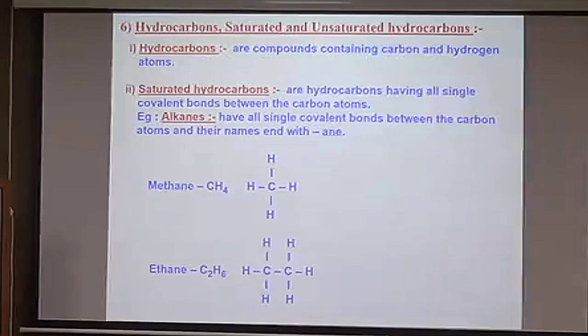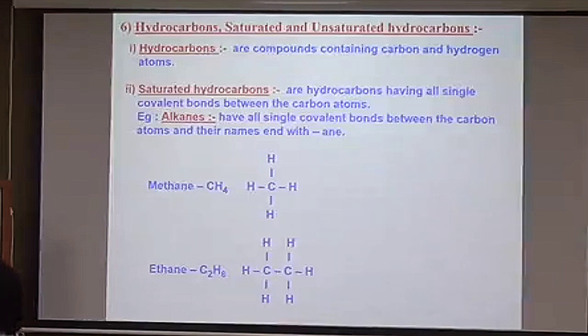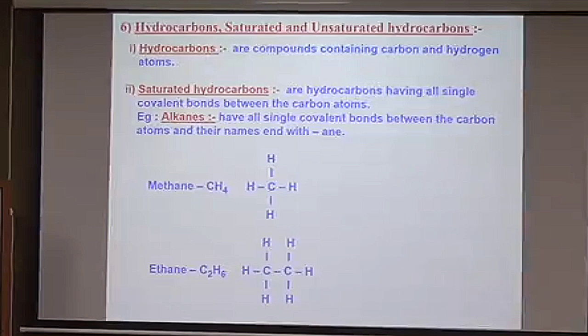In unsaturated hydrocarbons, we have a double bond or we have a triple bond between carbon and carbon atom. Now if there is a double bond, the ending group is ene, and such compounds we call alkenes. And if there is a triple bond between carbon and carbon, then we call the compounds alkynes. And the ending which we use here is yne. So this way you will understand the nomenclature of hydrocarbons also.